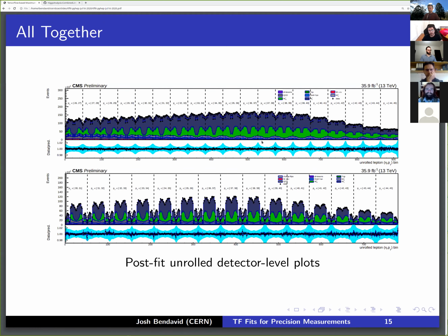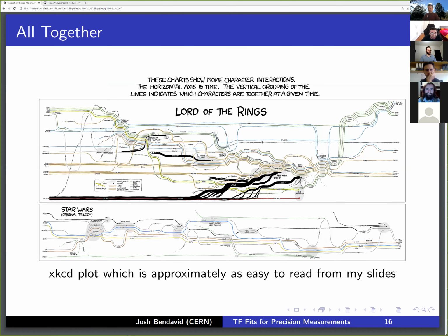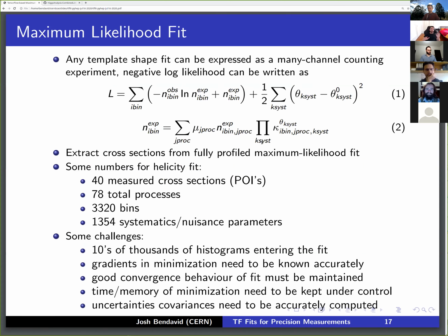This is of course not very easy to read, but in terms of its representation as a maximum likelihood fit, which is the main thing that I want to talk about, any template shape fit can be expressed as a many channel counting experiment. It's sort of trivial, right? And then you can write the negative log likelihood as below, where this is essentially just the binned Poisson log likelihood plus the constraint terms for the systematic uncertainties, for the nuisance parameters.